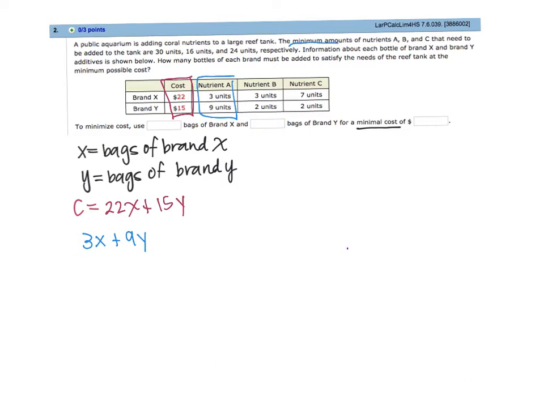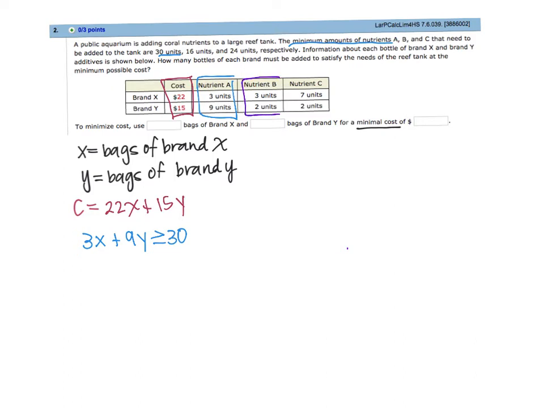Okay, the minimum amounts of nutrients A, B, and C that need to be added are 30, 16, and 24. So the minimum amount of A is 30. If the minimum amount is 30, it could equal 30 or it could be higher than 30, but it has to be at least 30. Okay, I'm going to go through and do the next two the same way.